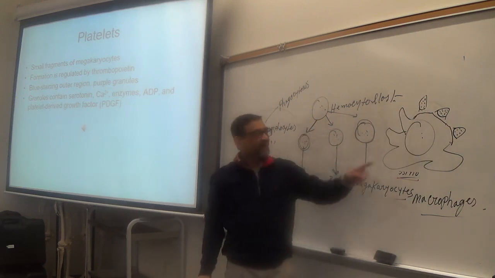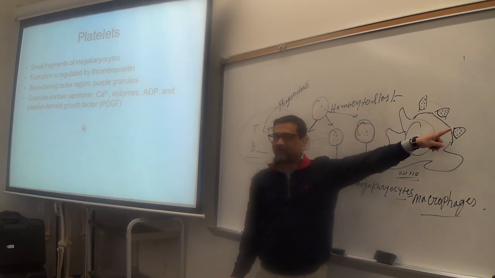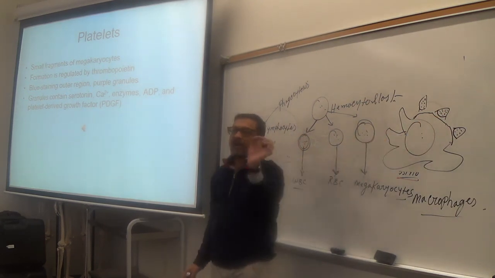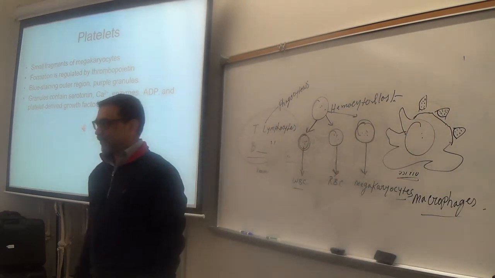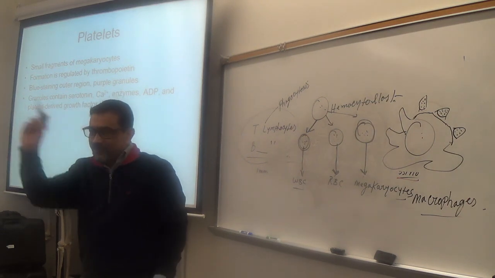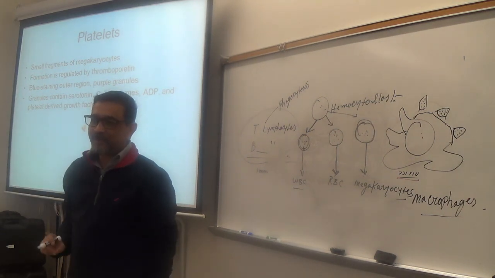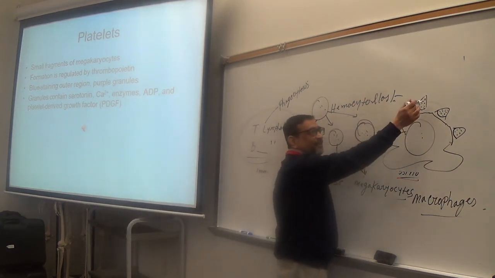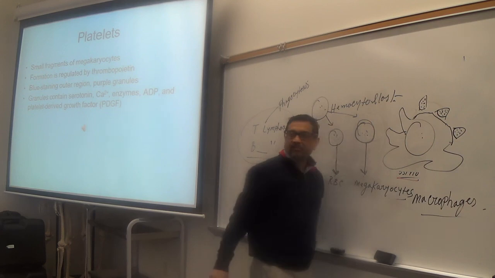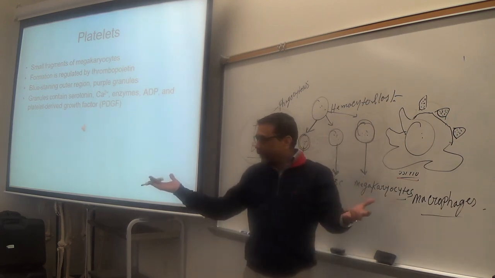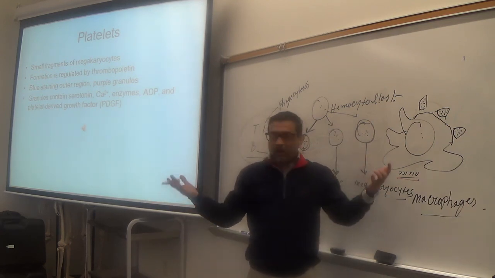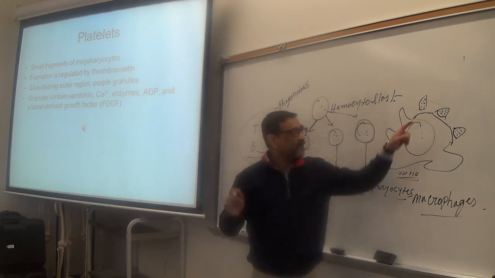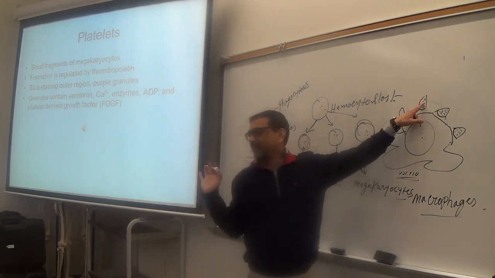Make sense? And these are platelets. So, fragments of megakaryocytes. Make sense? A tiny piece gets off from the body. So now you tell me, these platelets have no nucleus, no organelles, right? Only cytoplasm and some granules inside it.